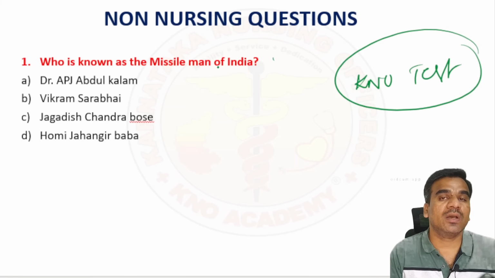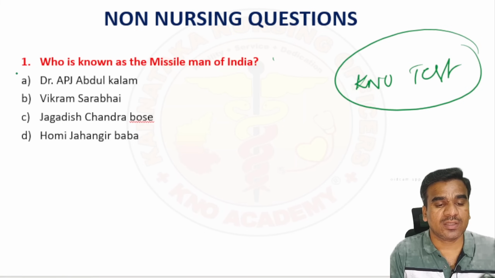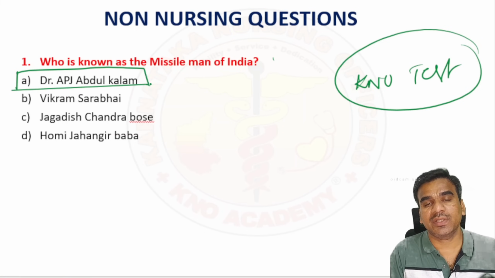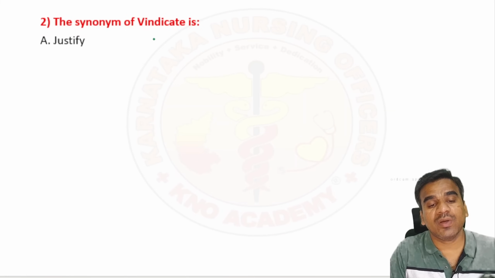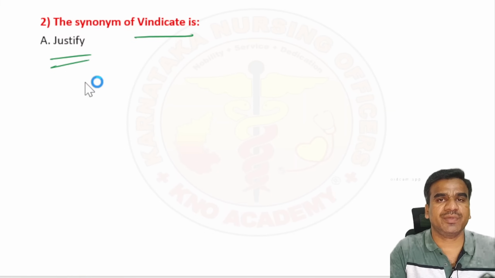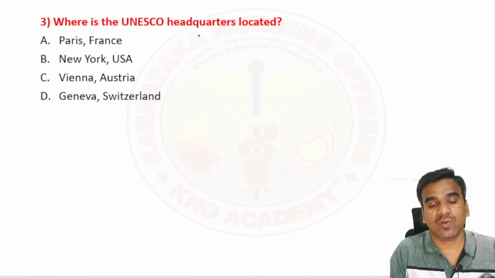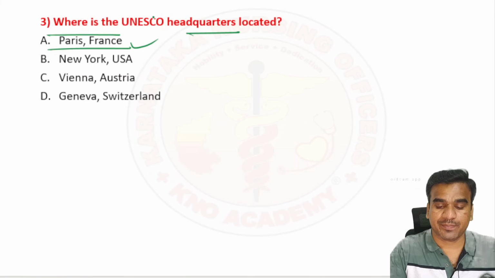Who is known as the Missile Man of India? This question is asked repeatedly, and the answer is none other than Dr. APJ Abdul Kalam. Even first standard students will tell this. This time, very deadly questions came in the NORCET. The synonym of vindicate is justify. The other three options we did not get, so we only have the right answer, justify. And where is the UNESCO headquarters located? That is Paris, France.